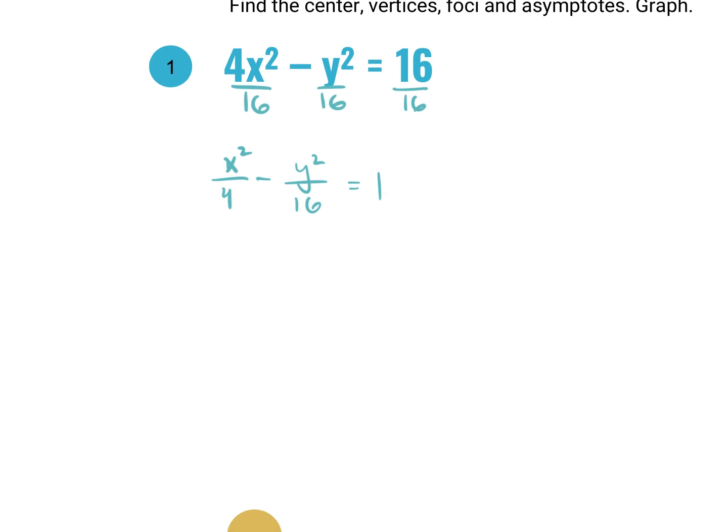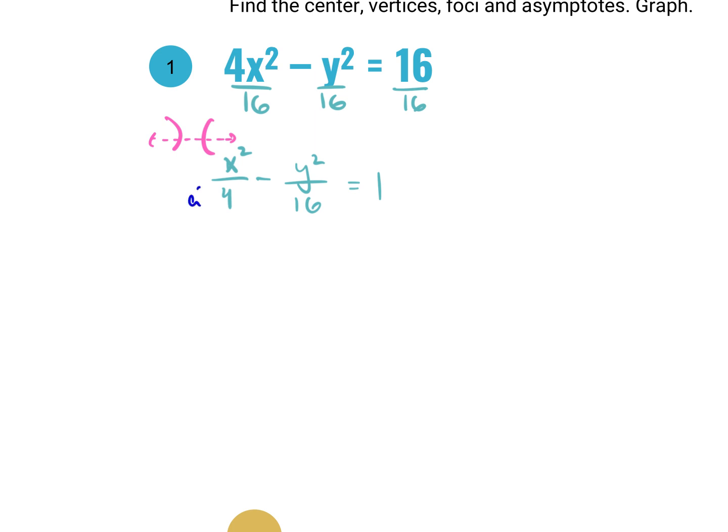Now, because x comes first, we know it's going to be a horizontal transverse axis. So my vertices and my foci are going to be horizontal. So my hyperbolas are going to look like this. And then also remember, a always comes first here.